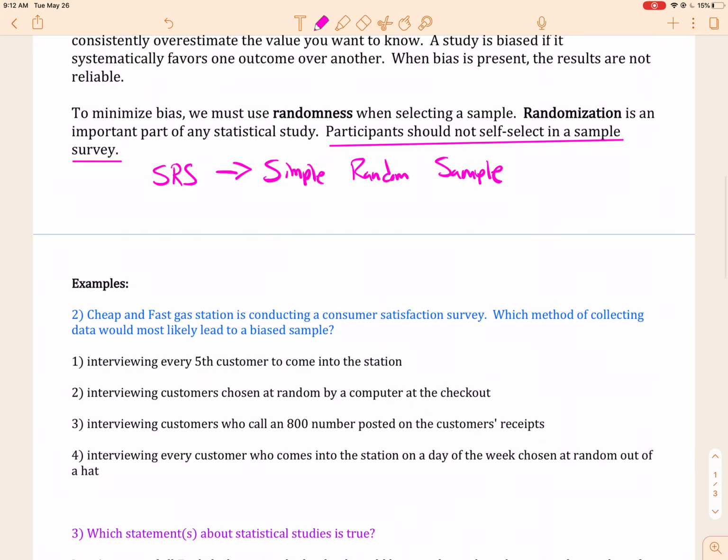So, Cheap and Fast Gas Station is conducting a consumer satisfaction survey. Which method of collecting data would most likely lead to a biased sample? Okay, so which one would lead to bias? Interviewing every fifth customer to come into the station. It's not really a random sample, but it's random enough. It's good enough that there's no real pattern. It's not like every fifth person is going to be more likely to like or dislike the gas station. So no, that's fine. It's not really going to lead to bias. Interviewing customers chosen at random by a computer at checkout. That sounds like a great sampling method. That's not going to lead to bias.